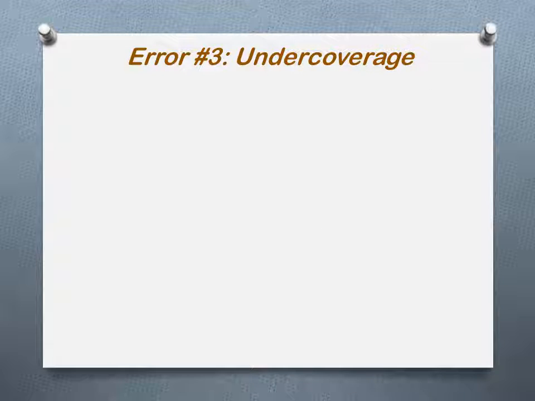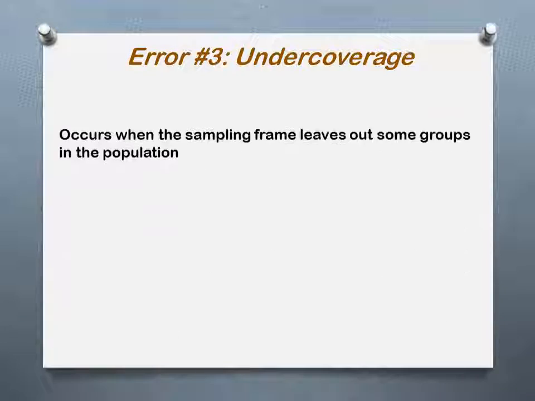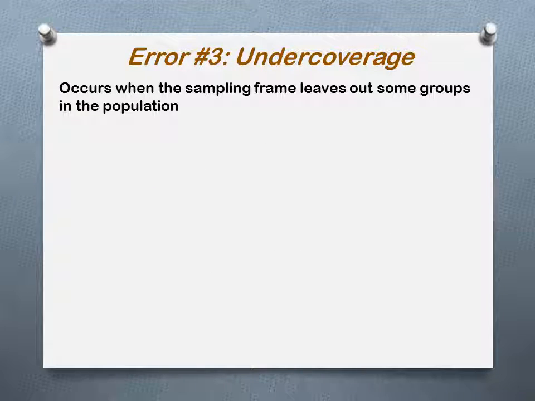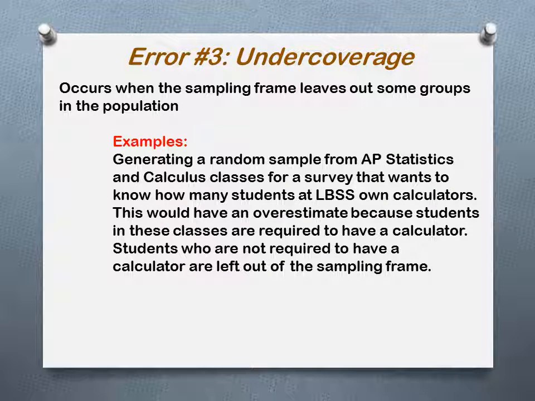So this leads us to error number 3, undercoverage. This occurs when the sampling frame leaves out some groups in the population. For example, generating a random sample from AP Statistics and AP Calculus classes for a survey that wants to know how many students at Lake Braddock own calculators. Our population is Lake Braddock students, but our sampling frame consists only of AP Statistics and Calculus classes. This would give an overestimate because students in these classes are required to have a calculator. Students who are not required to have a calculator are left out of the sampling frame.